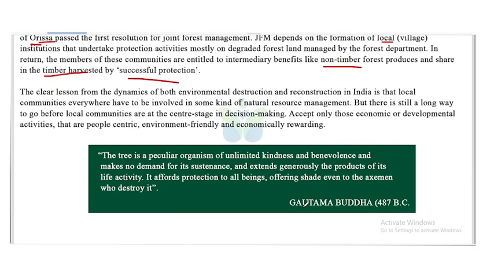There is a famous quote by Gautam Buddha. The tree is a peculiar organism of unlimited kindness and benevolence that makes no demand for its sustenance and extends generously the products of its life activity. It affords protection to all beings, offering shade even to the axemen who destroy it. So that's the importance of trees and forests. That's about this chapter.